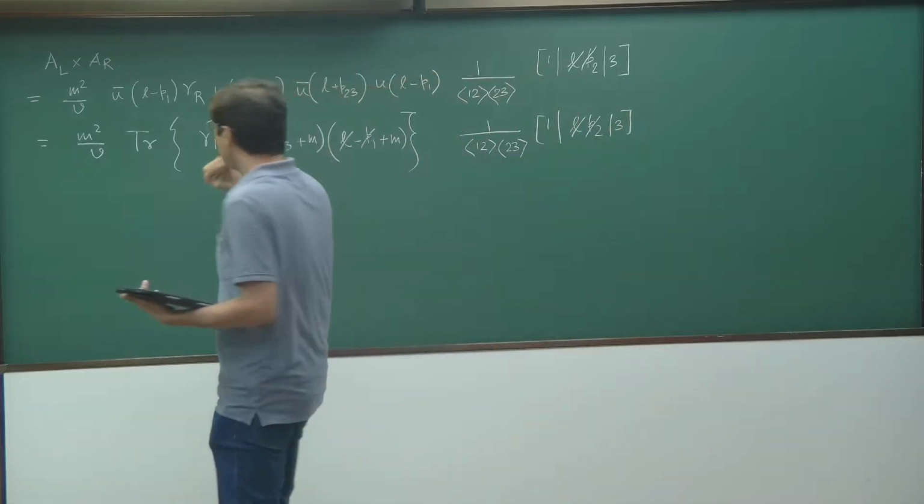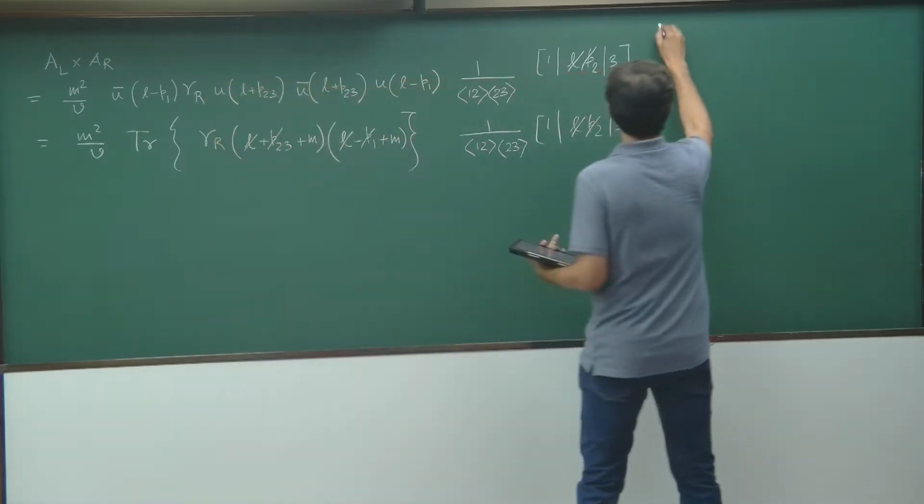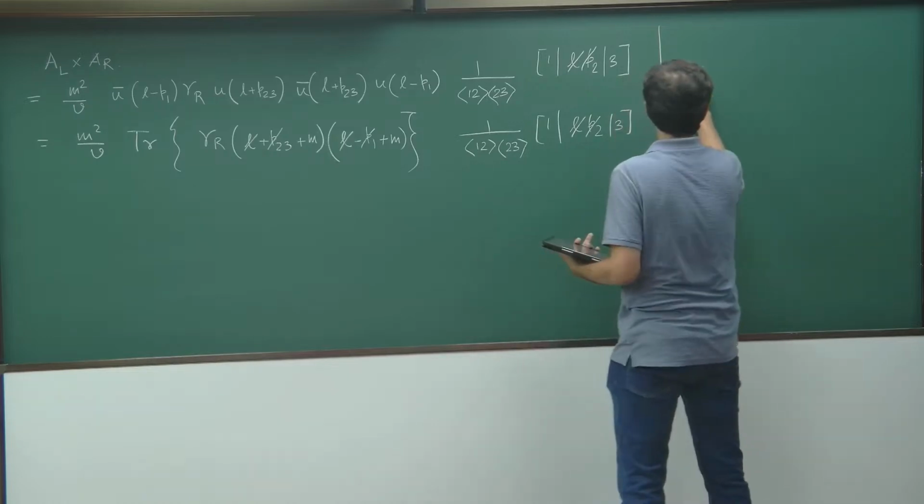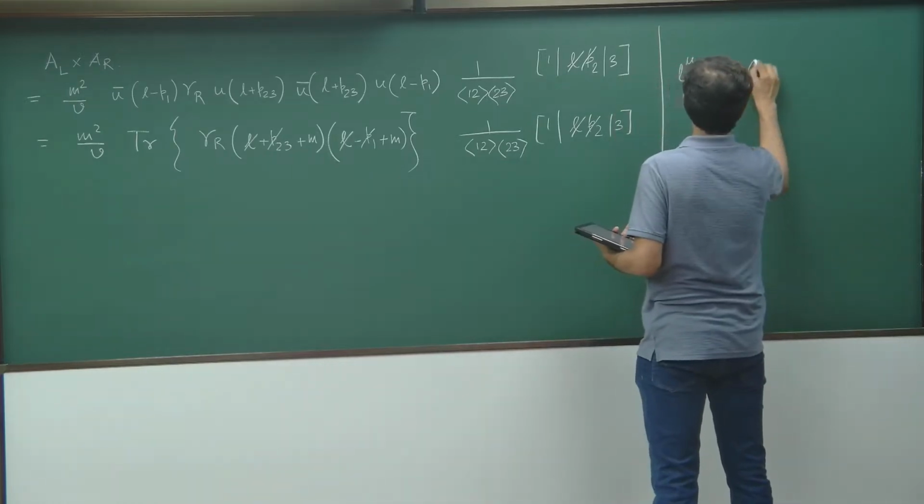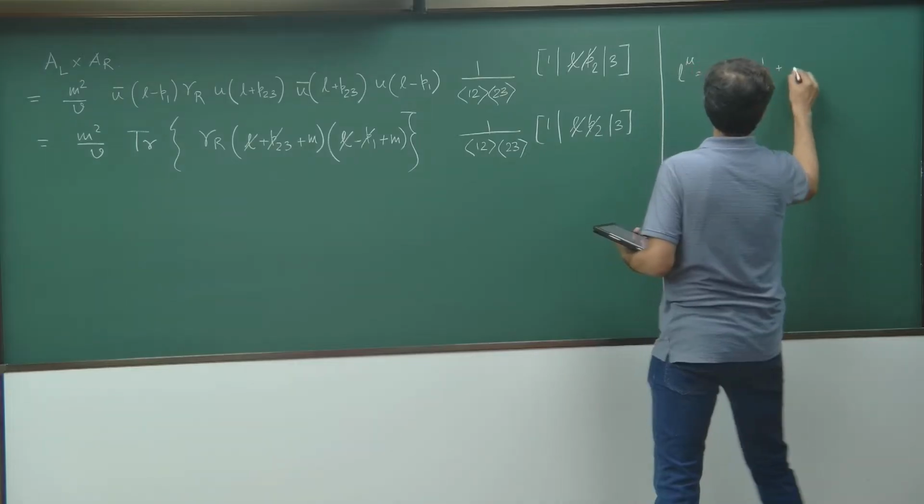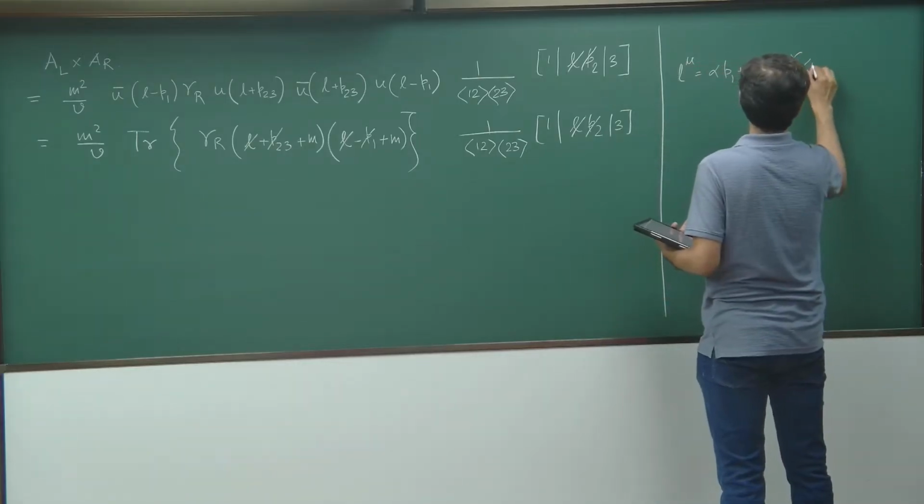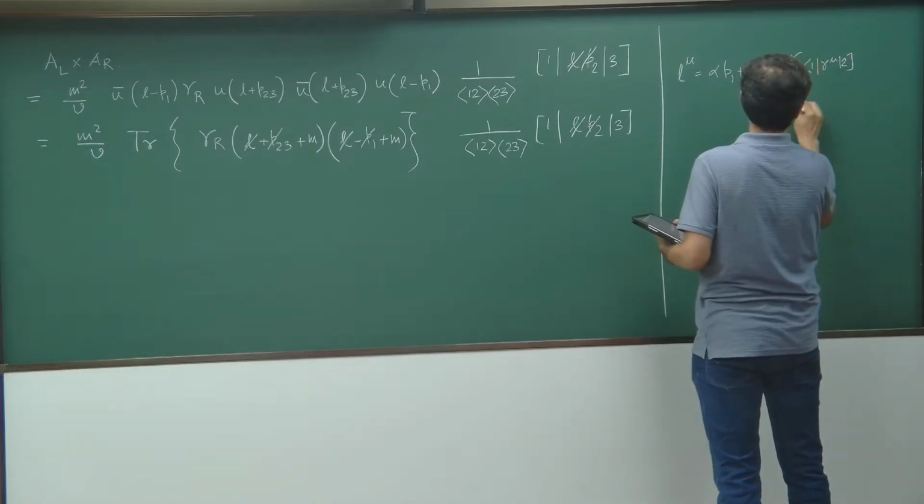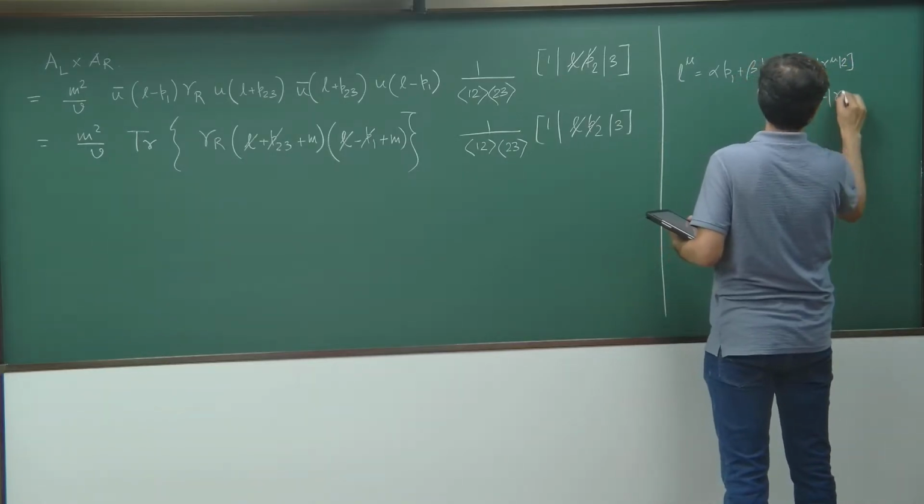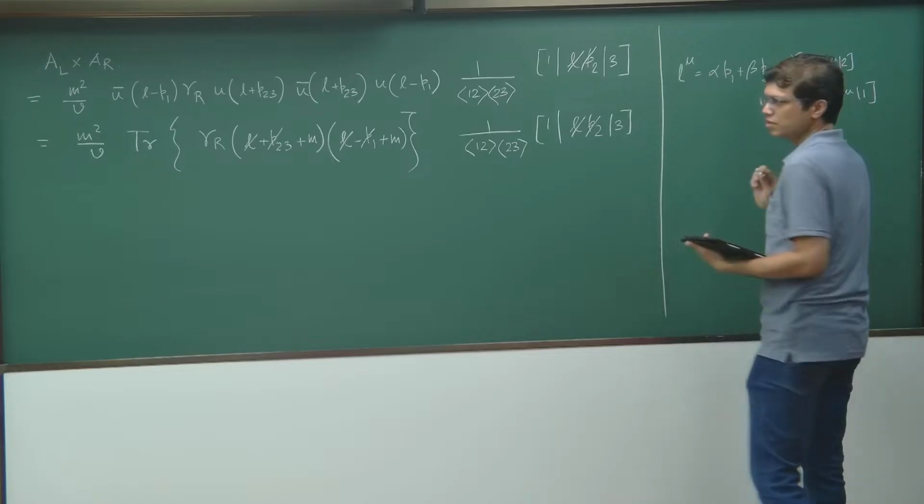Now I know how to parameterize the loop momenta in the case of the box cut. So l^μ is α p1 plus β p2 plus γ/2 ⟨1|γ^μ|2] plus δ/2 ⟨2|γ^μ|1]. Okay.